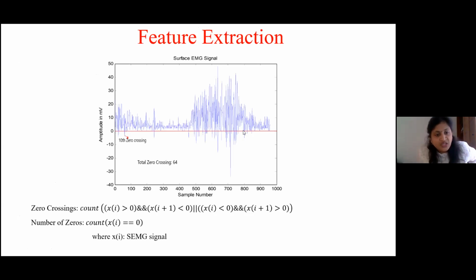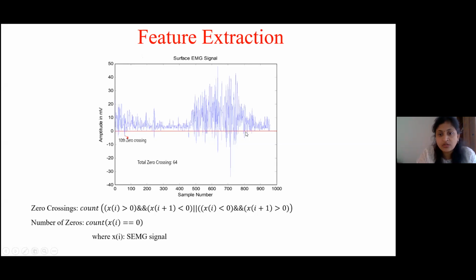Next feature is a time domain feature, zero crossings. It is a very simple feature, zero crossing: the number of times your signal is crossing zero. It is very simple, but whenever you do not find any solution or any information from this RMS value, mean value, or your average rectified value, at that time this zero crossing gives you very important information. So this zero crossing is also a very important feature.